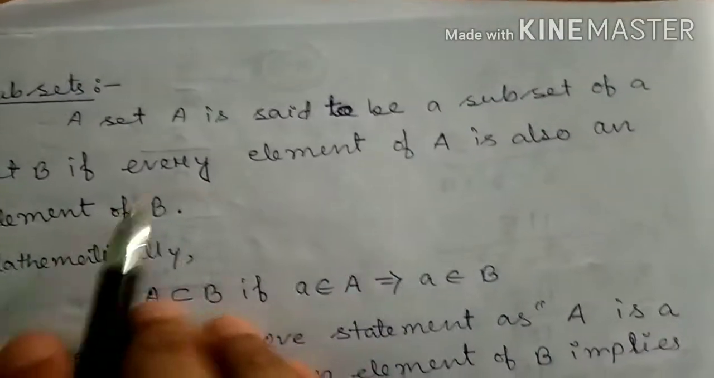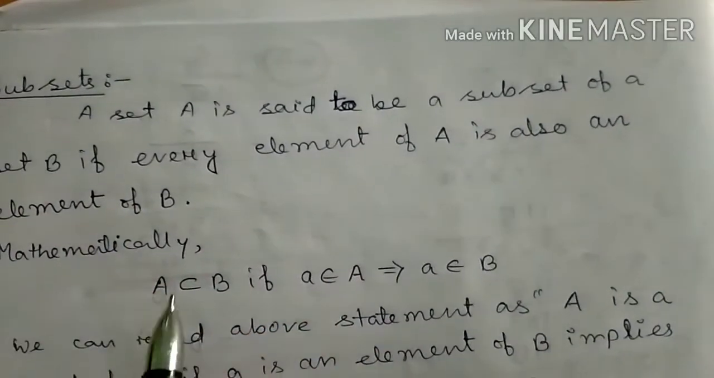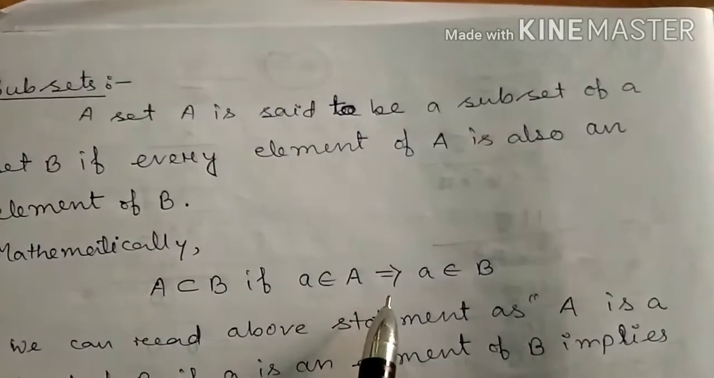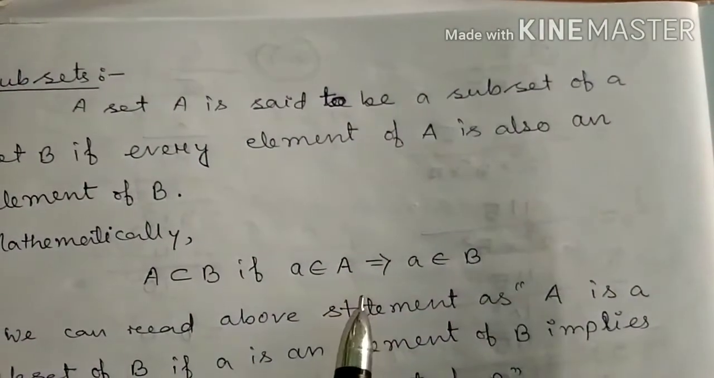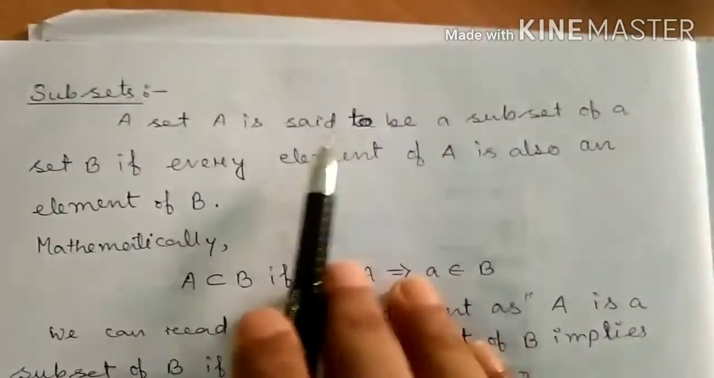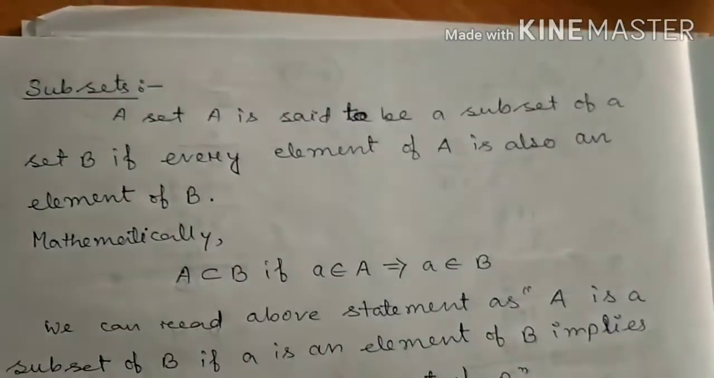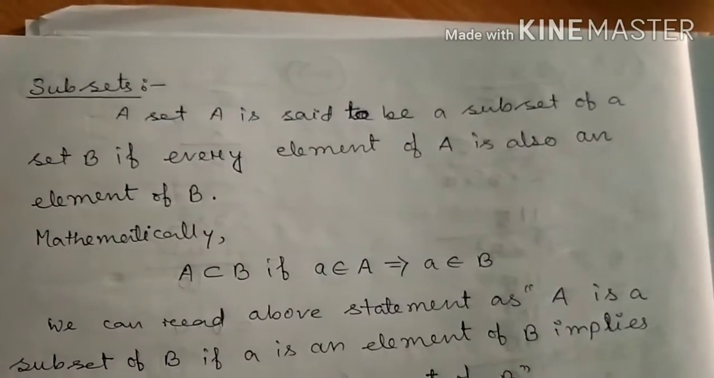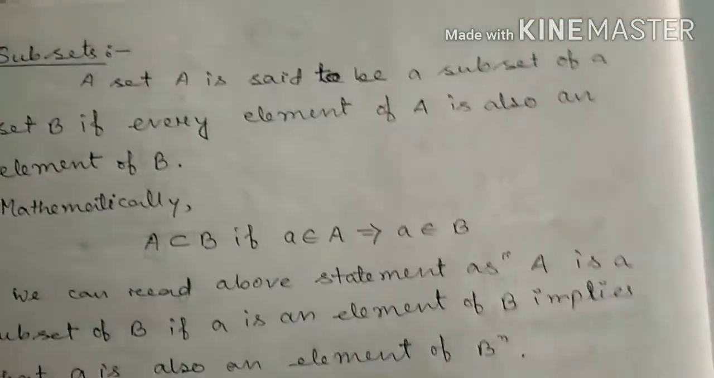A set A is said to be a subset of a set B if every element of set A is also an element of B. Mathematically, A is a subset of B if a belongs to A implies a belongs to B. In other words, suppose A is a subset of B, it means every element of A must lie in B. Then you can say A is a subset of B.